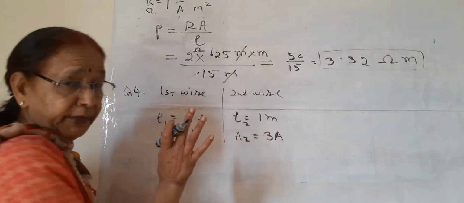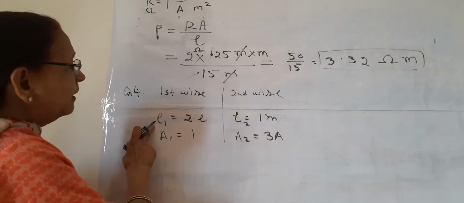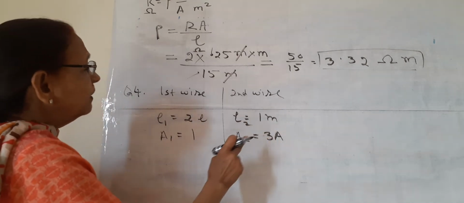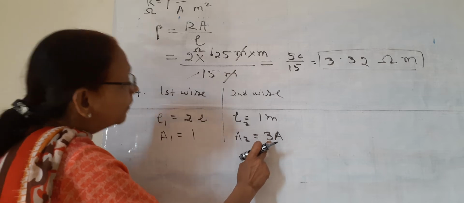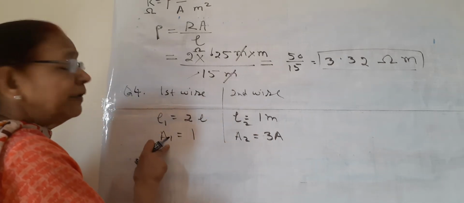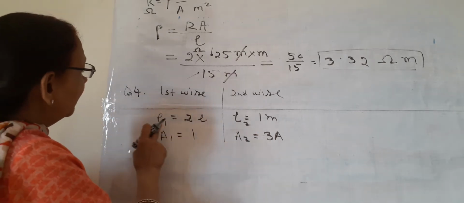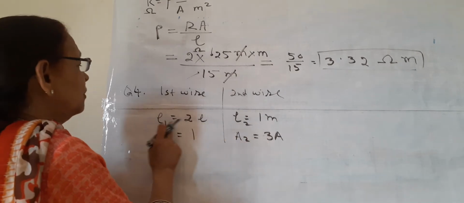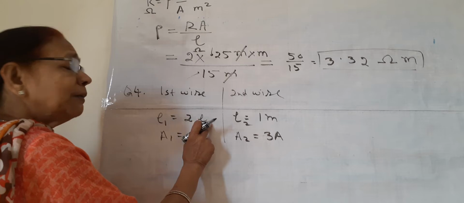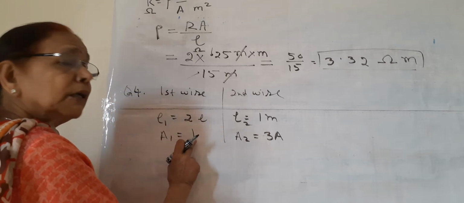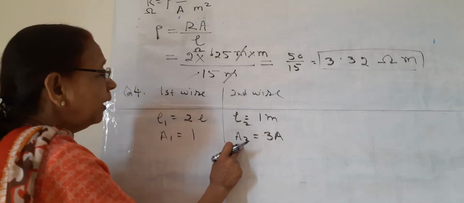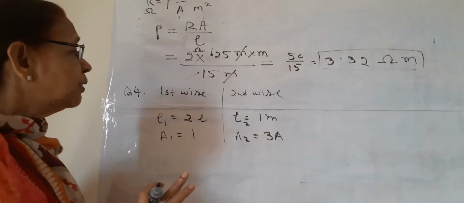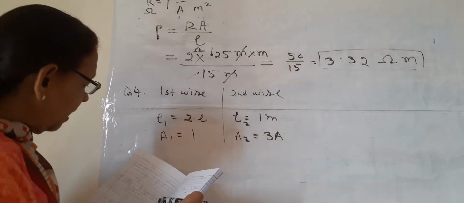Two wires are given. The first wire has double the length of second wire. The second wire has triple the cross section of first wire. So we suppose that L2 is 1 meter, so L1 will be 2 meters, so it will be 2L. A1 is 1 meter square, so A2 will be 3A or 3 meter square. So in this way, what is asked?